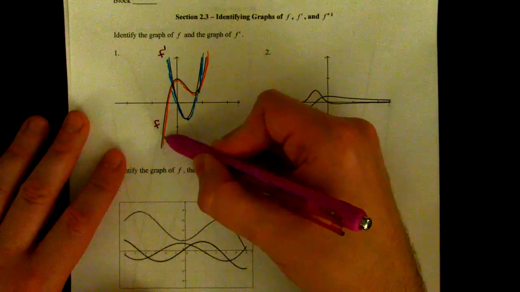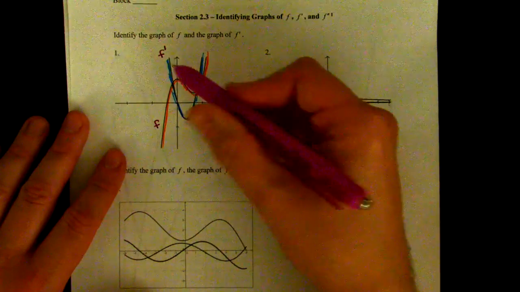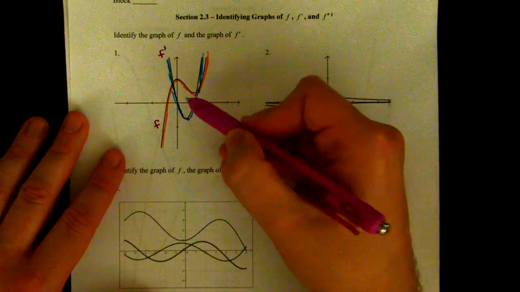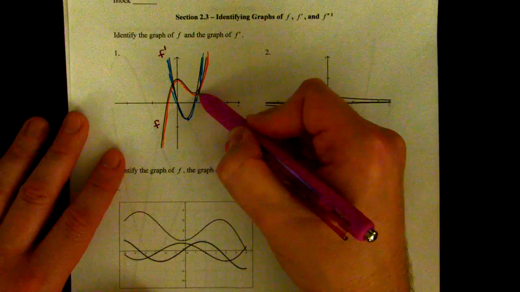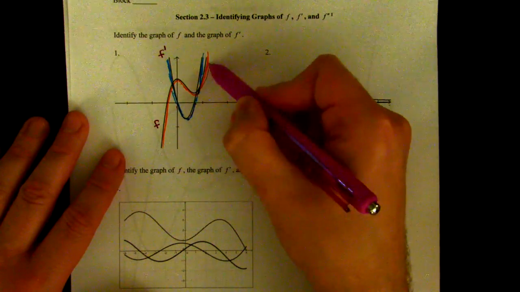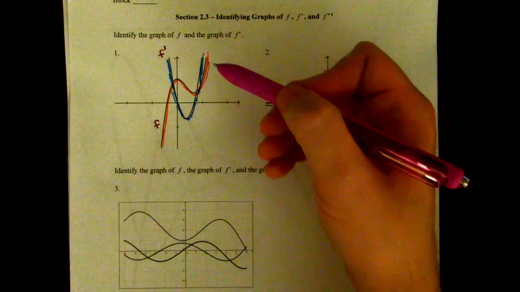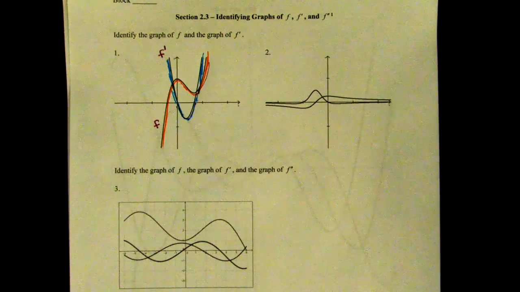Let me change my guess. Let me say that the orange is f and the blue is f prime. The orange has a positive slope over here, and I see f prime taking on positive values there. Then f has a negative slope. I see negative y values. Then a positive slope, positive y values. Yeah, everything is checking. That's the correct way to label them.